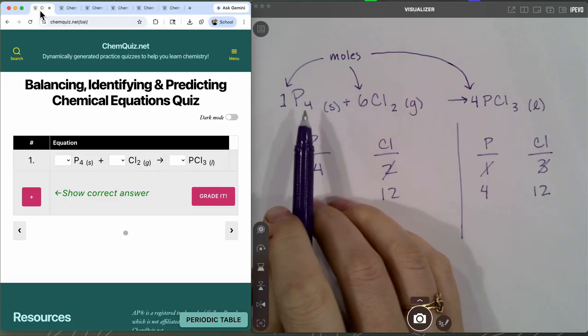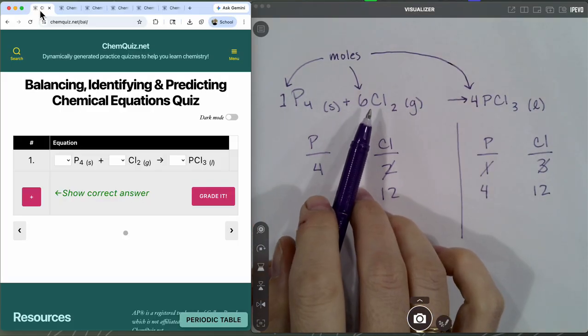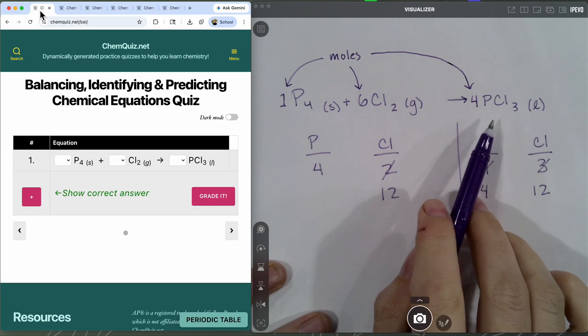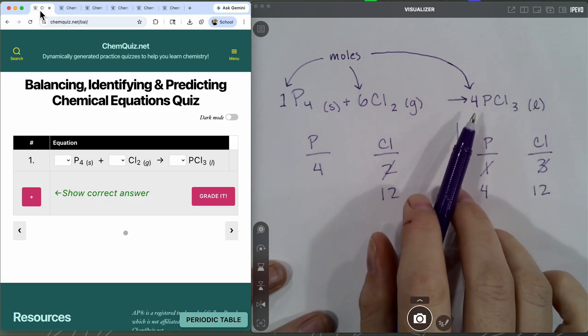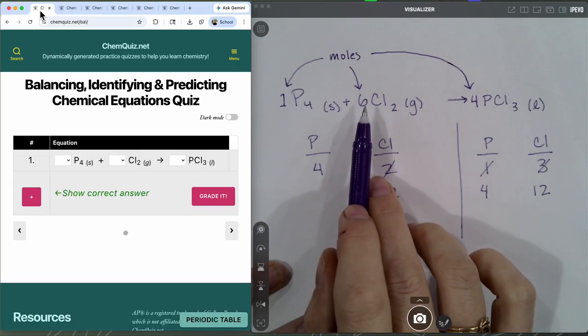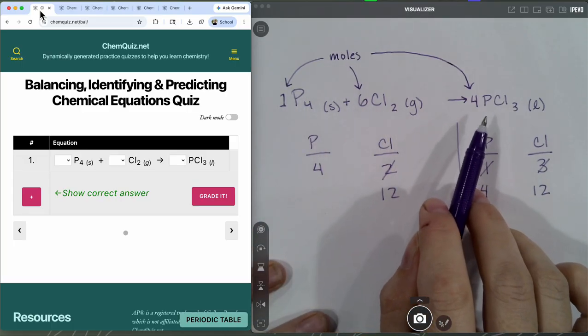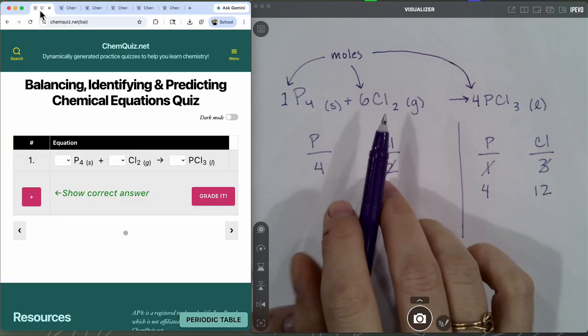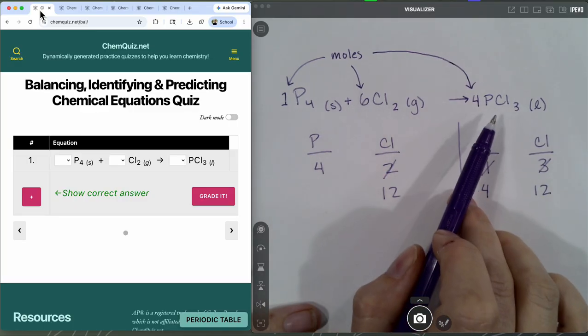So having that 1 there kind of reminds you, like if I start with 1 mole of phosphorus and as much chlorine as I want, how much of this phosphorus chloride am I going to make? Well, I'd make 4 moles. If I start with 6 moles of chlorine and as much phosphorus as I want, how many moles of this am I going to make? Still 4. Okay. If I had 12 moles of this, how many moles of this am I going to make?